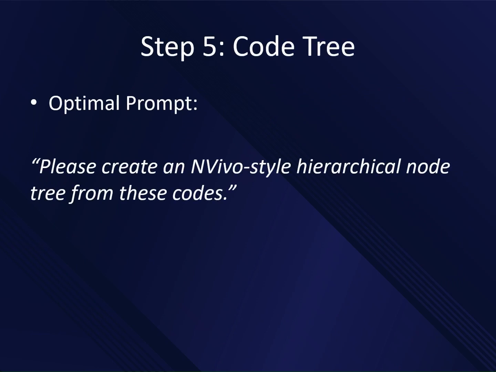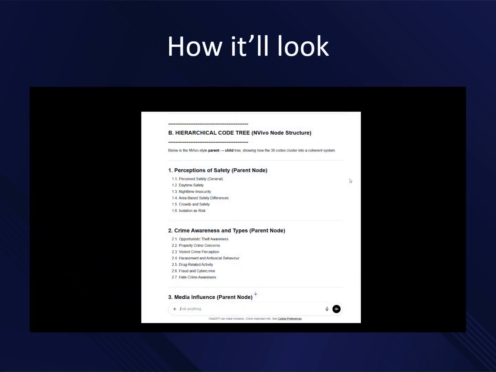After generating codes, we ask ChatGPT to produce a hierarchical code tree, parent nodes and subnodes. Use the prompt, "Please create an Nvivo style hierarchical node tree from these codes." And this is what you should get as an output.